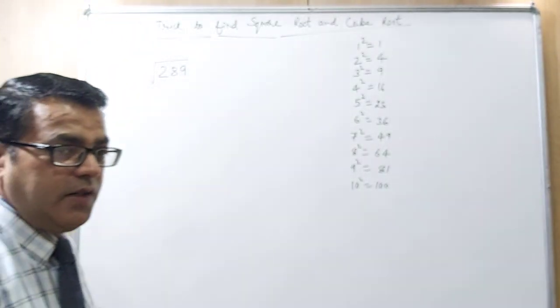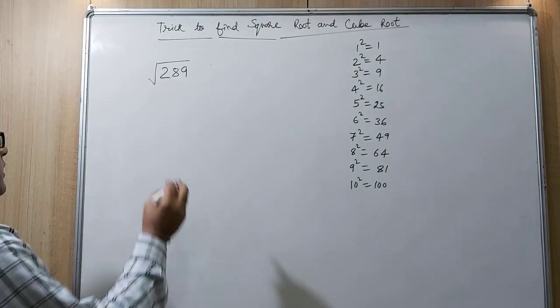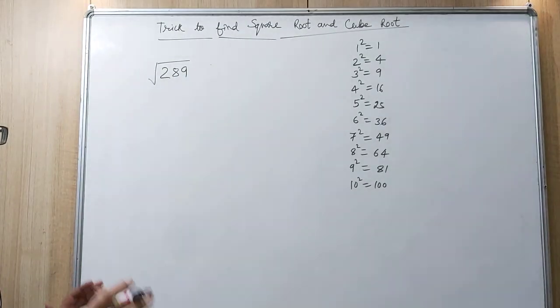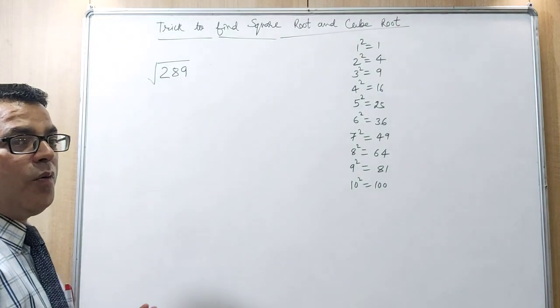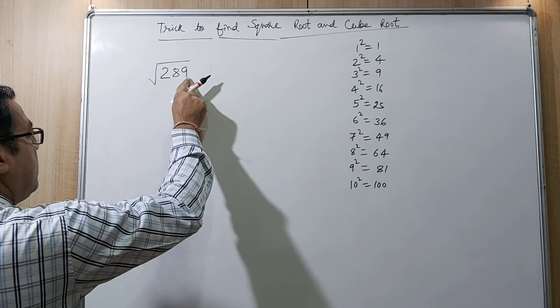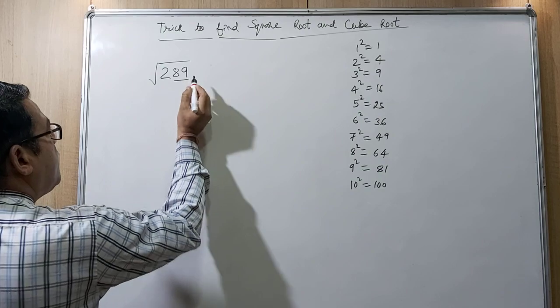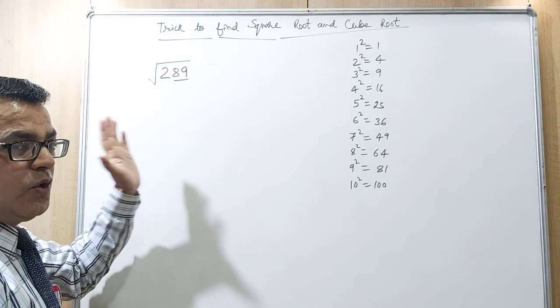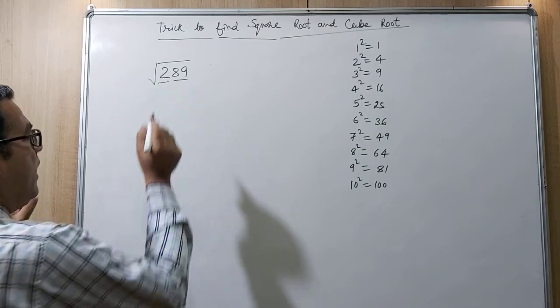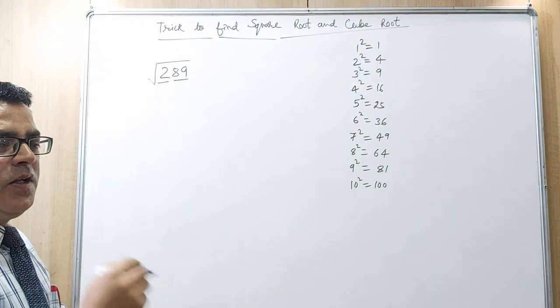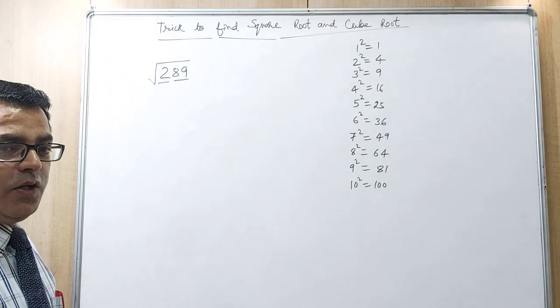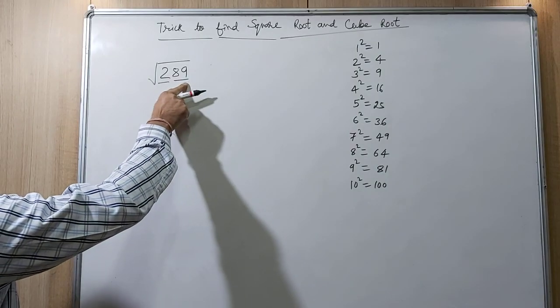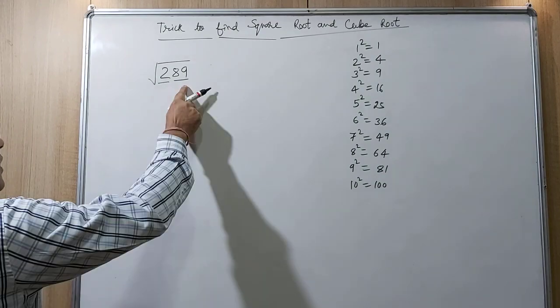How can we find it? See, very simple trick. 289 is given here. First you need to make a group of the last two digits. You have to make a group of 2, and the rest of the number, it doesn't matter how many digits there are, you can take in one group only. This is a little bit different from the division method of finding square root. Right now you can see the last group, which we can say is the first group from the right side.